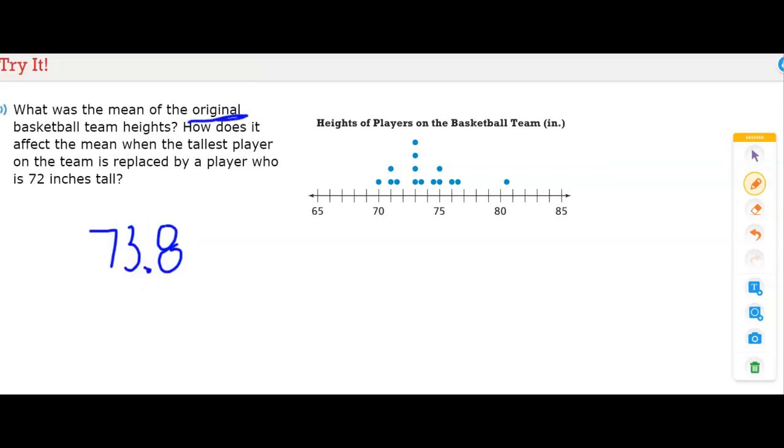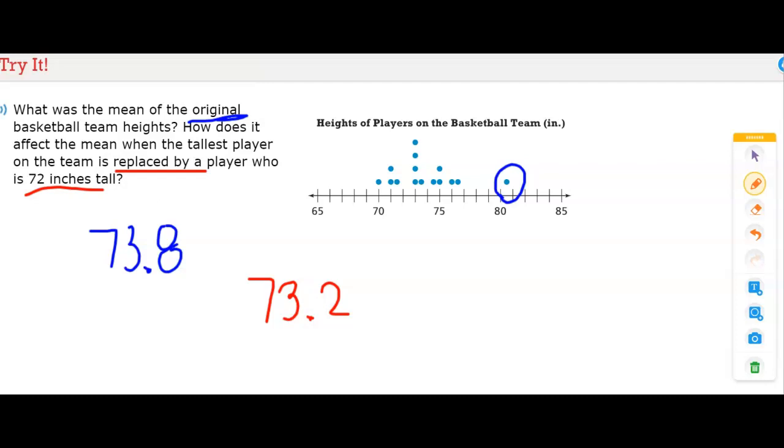heights of the players. And then now that this player moves away and is replaced by that other player that's 72 inches tall, you still add the numbers up, but now you're including that 72 instead of that 80 and 5/10 player. Add them all up, divide by the 15, and you get 73 and 2/10. So 73 and 2/10 when the team is replaced by a player who is 72 inches tall.